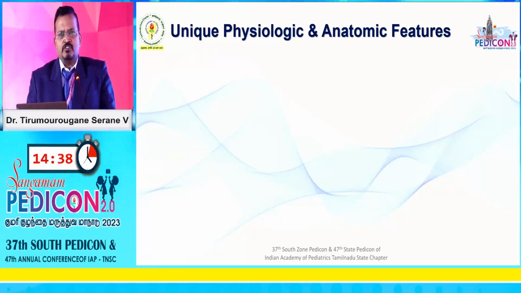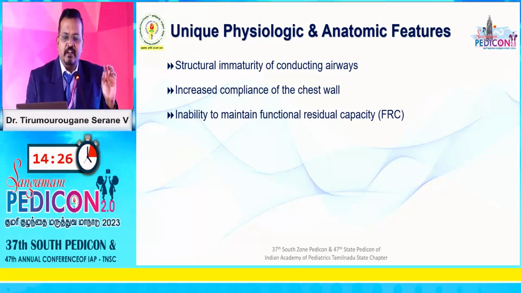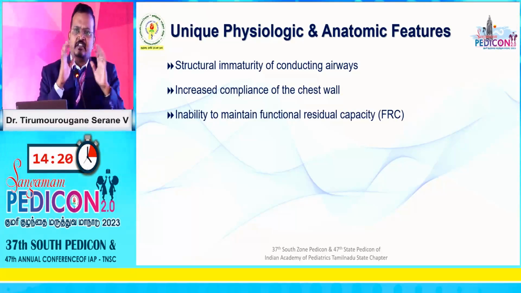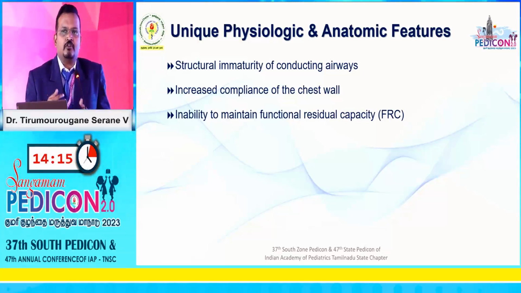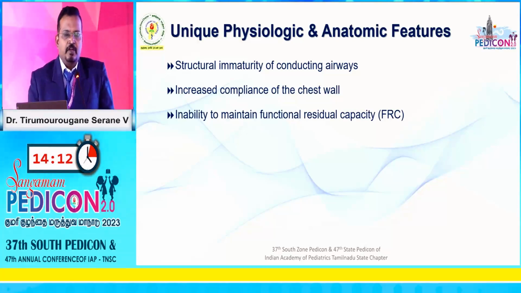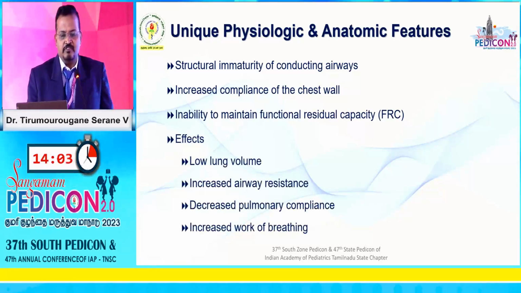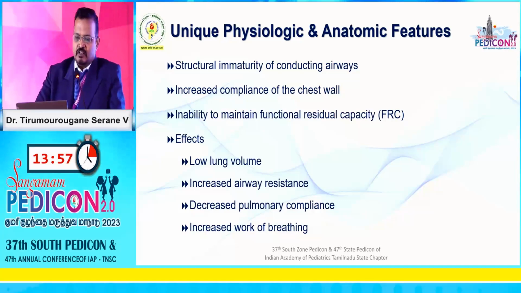First step is about what is so unique about neonates. They have a structural immaturity, as a result of which their lungs are very compliant. But the bigger problem is that they have a natural inability to maintain the functional residual capacity. Now, what does this mean? Functional residual capacity is basically the amount of air present within the lungs to make sure that it does not collapse at the end of expiration. But in a child who has very compliant lungs, that's not going to be enough, and so it does collapse. As a result, we have a low lung volume, increased airway resistance, decreased pulmonary compliance, and obviously the baby is going to work hard.